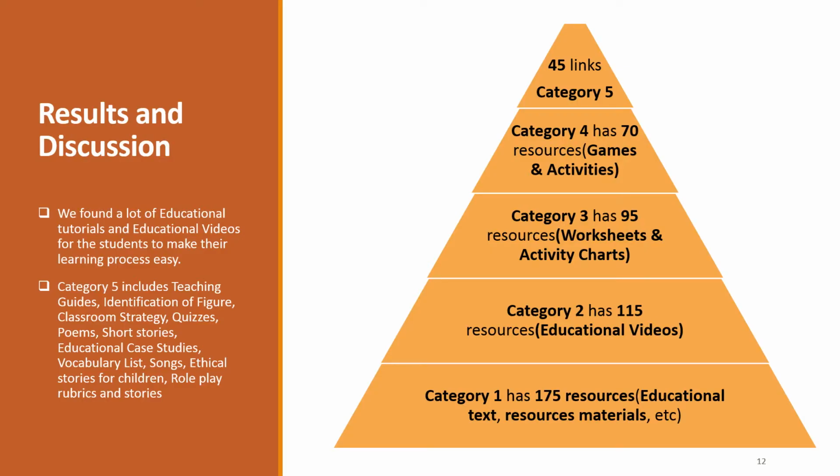The results are as follows. Around 175 links had educational text, resource and materials. These belong to Category 1. Around 115 resources belong to Category 2, which included educational videos. Around 95 resources belonged to Category 3, which included worksheets for both students and teachers, also the activity charts. Around 70 resources belonged to Category 4, which includes games and activities which are online and classroom-based.